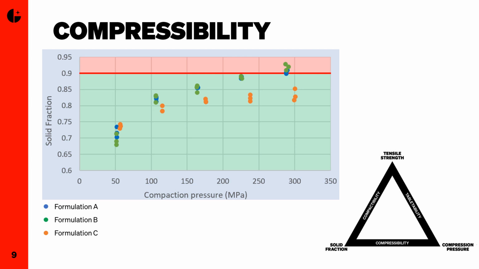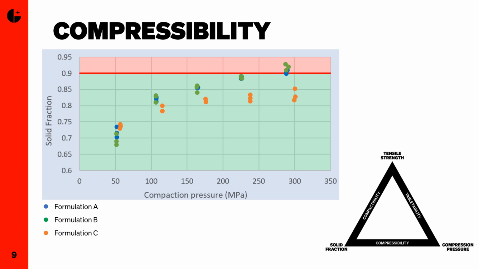Companies often have an upper solid fraction limit that they don't want to work above. They don't want formulations that are above a certain solid fraction limit with a very low porosity. A solid fraction of 0.9 would be typical, as shown in the graph.